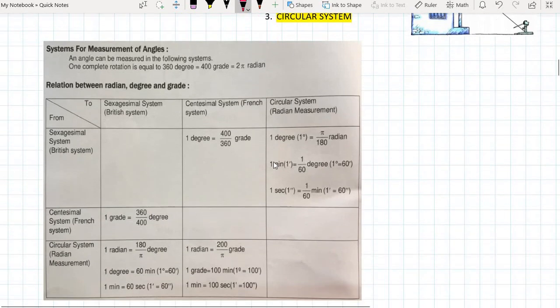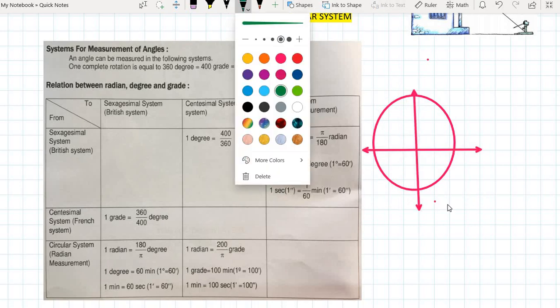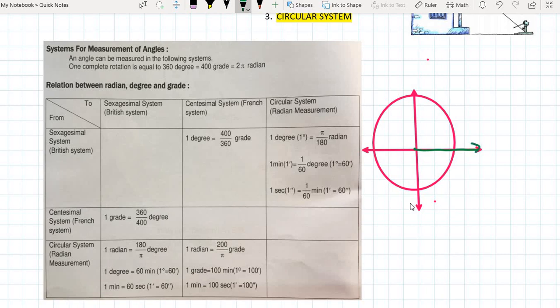In this system, a full angle is divided into 360 equal parts. Consider a circle like this, one full rotation suppose. Consider the axes. Suppose this is the x axis and this is the y axis. So imagine that this is the initial side. I'll mark this as OA. Start moving from OA and give a full rotation like this.